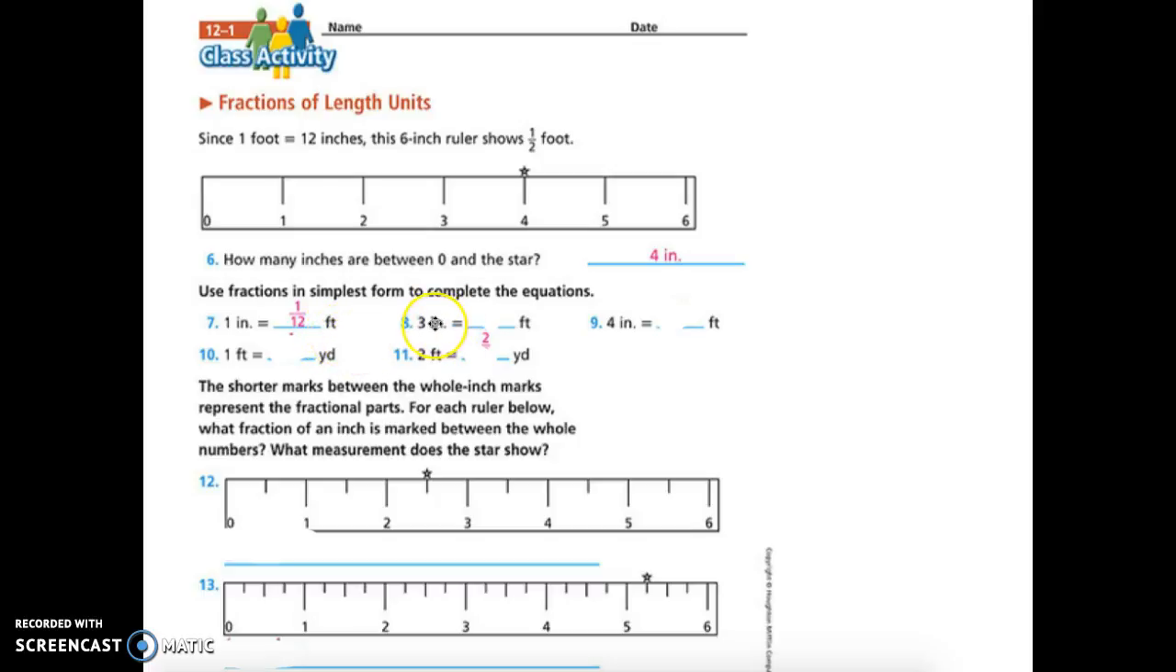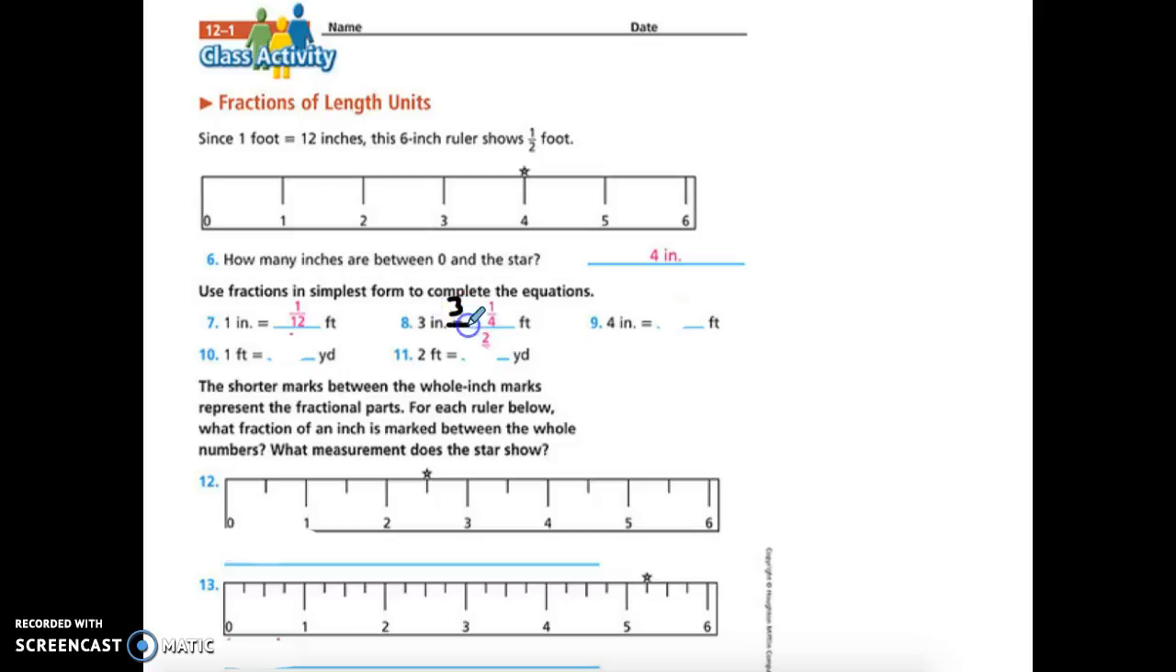Now, what if we have 3 inches? The same thing works. We know that it's a fraction. We know the bottom number has to be 12 because there are 12 inches in a foot. But this time, instead of just having 1 inch, we have 3 inches. So our numerator is going to be a 3, and our denominator is going to be a 12.